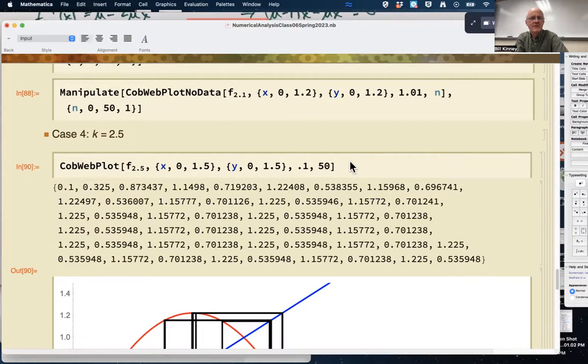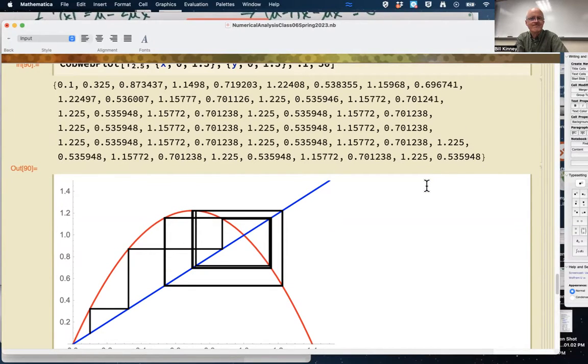What if K is 2.5? What's going on now? Look at the long run. In the long run here, we're approaching not a 2 cycle, but a 4 cycle. We're going between about 0.536, then 1.58, and 0.701, and 1.225, back to 0.536, 1.158, 0.701, 1.225. We're bouncing back and forth in the long run between 4 numbers, cycling between 4 numbers.